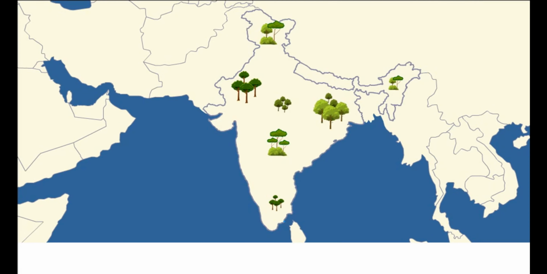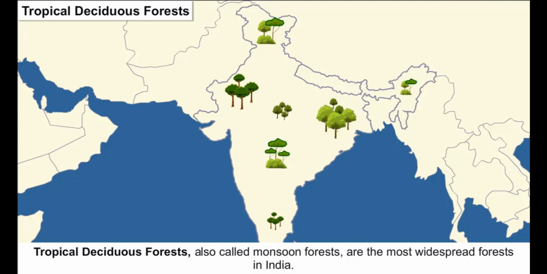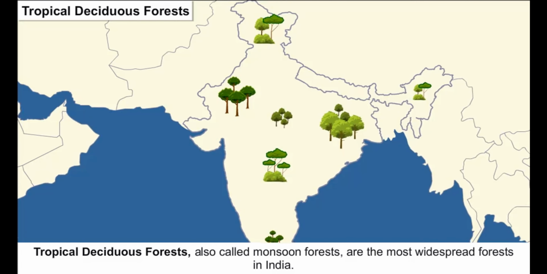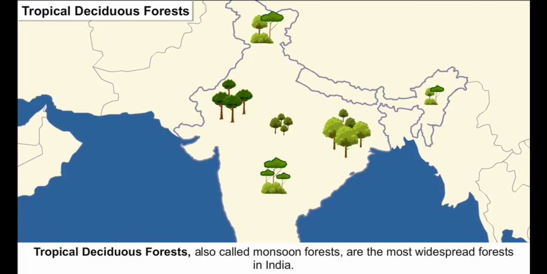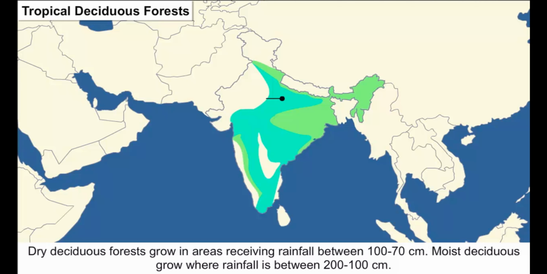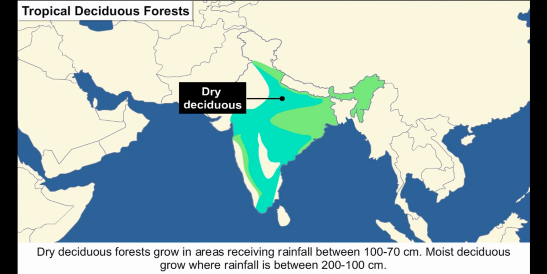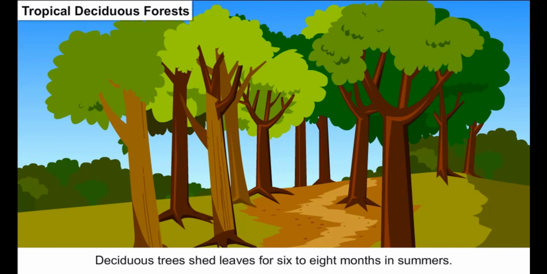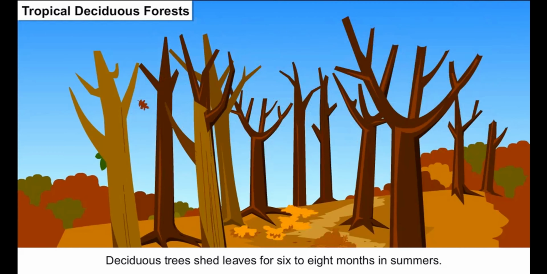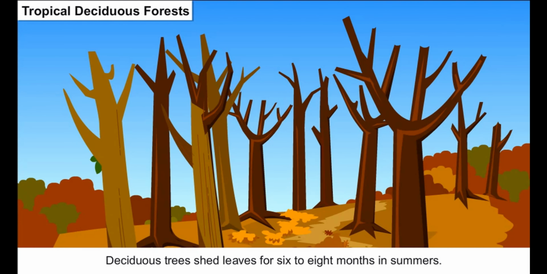2. Tropical deciduous forests, also called monsoon forests, are the most widespread forests in India. Dry deciduous forests grow in areas receiving rainfall between 100 to 70 centimeters. Moist deciduous grow where rainfall is between 200 to 100 centimeters. Deciduous trees shed leaves for 6 to 8 months in summers.